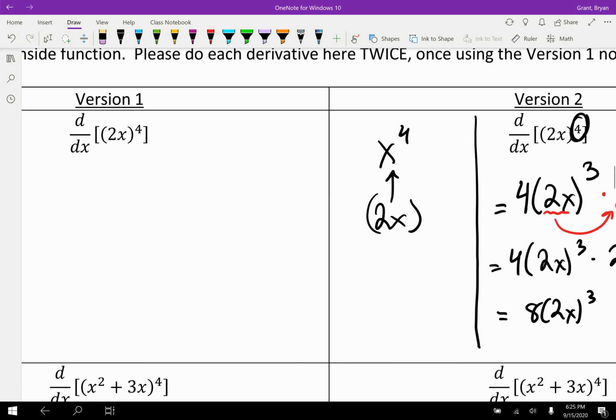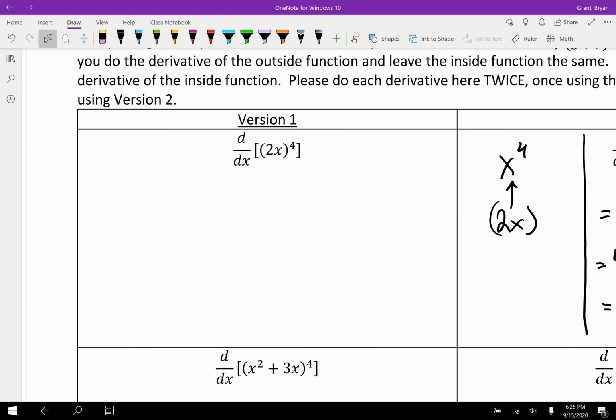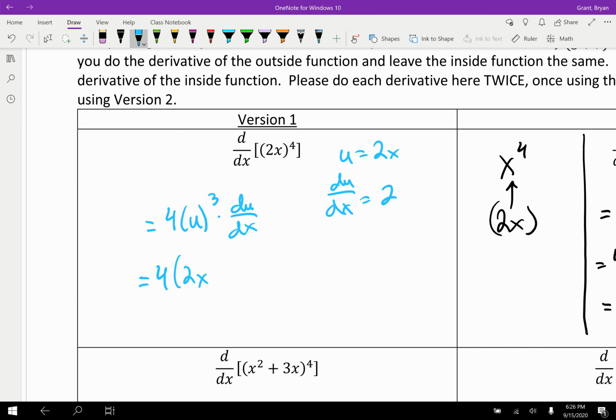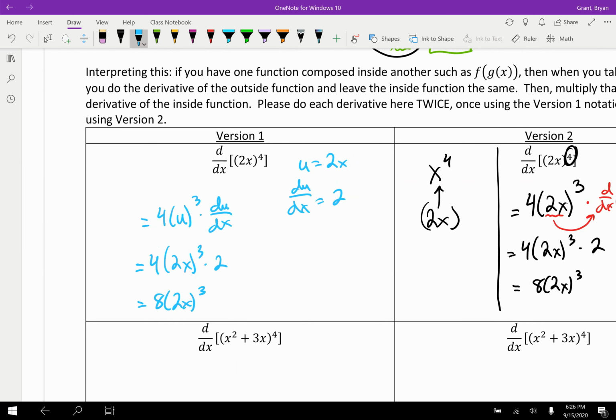Okay, well, what does it look like using version 1? That's our u substitution coming up, right? We know that u is 2x and du dx is 2. So the derivative of all of this is going to be 4u cubed times du dx, times the u substitution, which is, what was my u substitution? 2x, times du dx, which is 2, or 8 times 2x cubed. Hopefully that's the same. Yeah, we've done really well here.